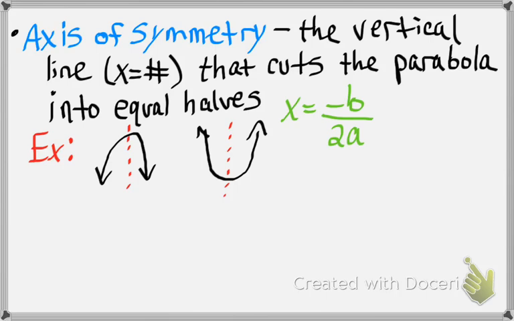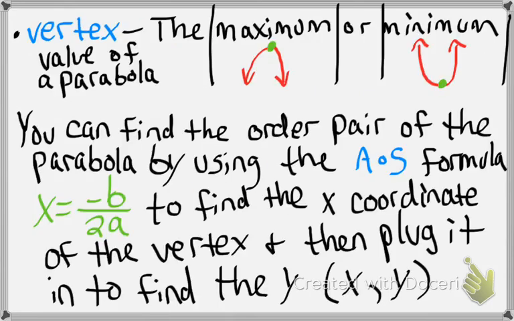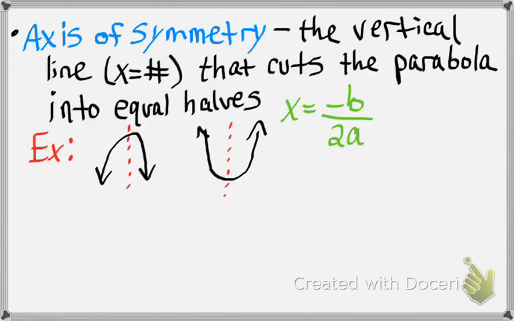So, anyways, you can find it by using this formula. This formula is the opposite of b divided by 2a. That will tell you the x value of the axis of symmetry. And as a heads up, that'll also tell you the vertex, but we'll talk about that.